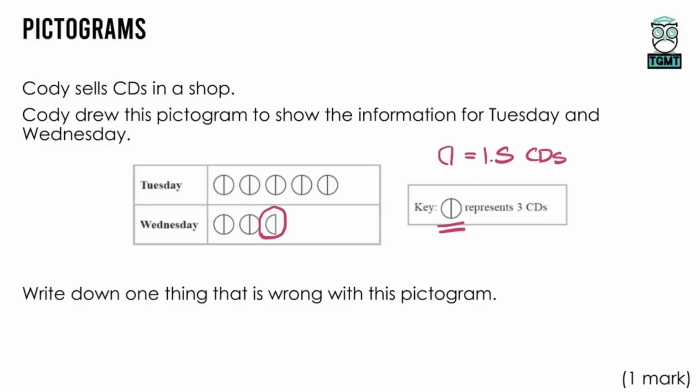But as this is about CDs being sold in a shop, of course we're not going to have 1.5 CDs. So we would just write something along the lines of the key here, half of a circle is 1.5 CDs. You can't have 1.5 CDs. And there we go. There is a pictogram, just making sure that you read a key really clearly. And of course, if you have to count how many, in this case, CDs were on a particular day, you would just label each one appropriately and add up your totals. But of course, we can't have 1.5.